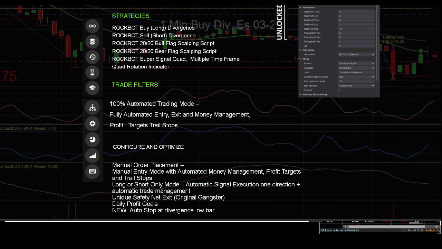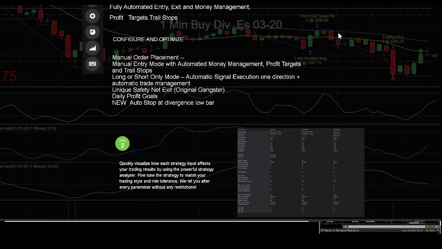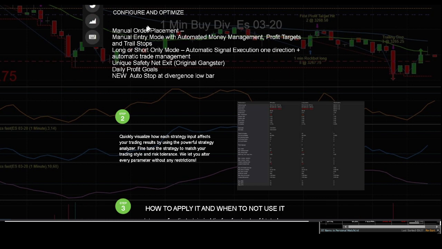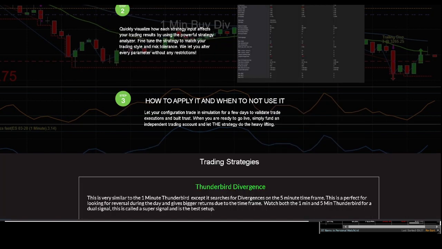Now, again, strategies: the long, short, 2020 bull flag, bear flag, super signal quad, multiple time frame, and the quad rotation indicator. All getting that. And with all these, you're able to adjust the parameters. I'll show you how to do that in a second. You can configure everything about the script. You can configure how many contracts you want to take, where you want to take profits, where you want to take second profits, first profits.